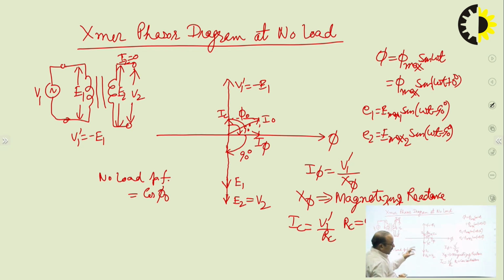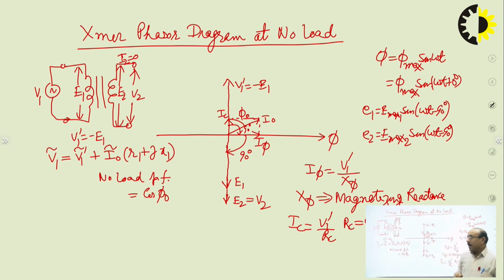Now after this, if we take the voltage equation of the primary side, V1 will be equal to V1 dash, which is minus E1, plus I0 into (R1 plus jX1), where R1 is the primary winding resistance of the transformer and X1 is the primary winding leakage reactance of the transformer.